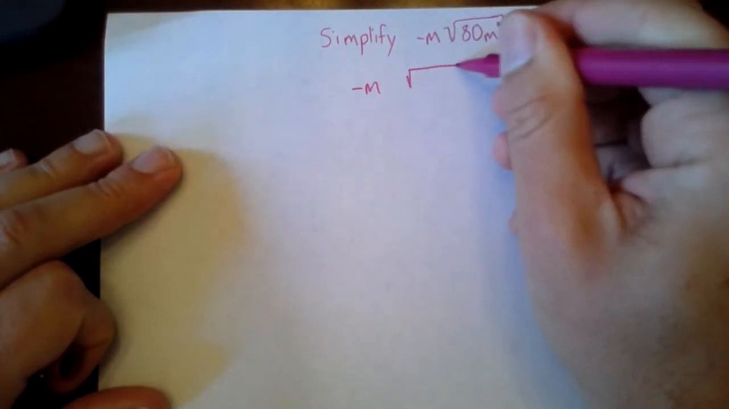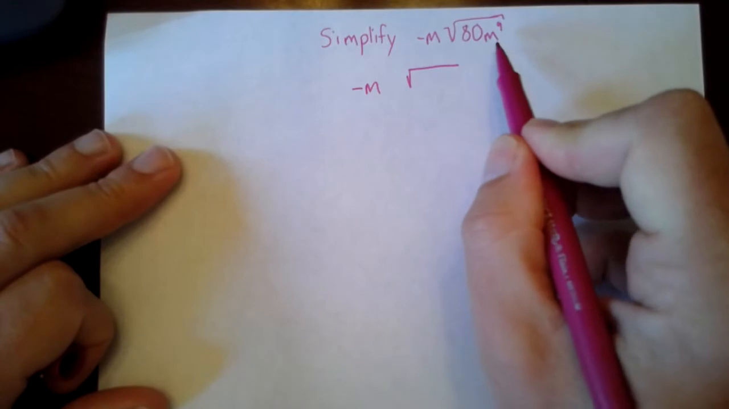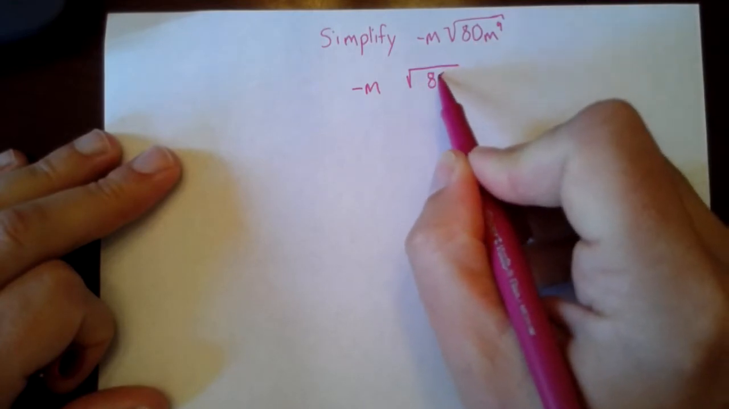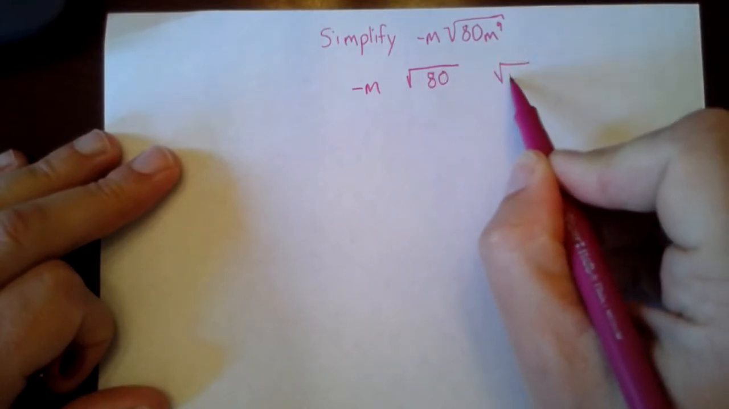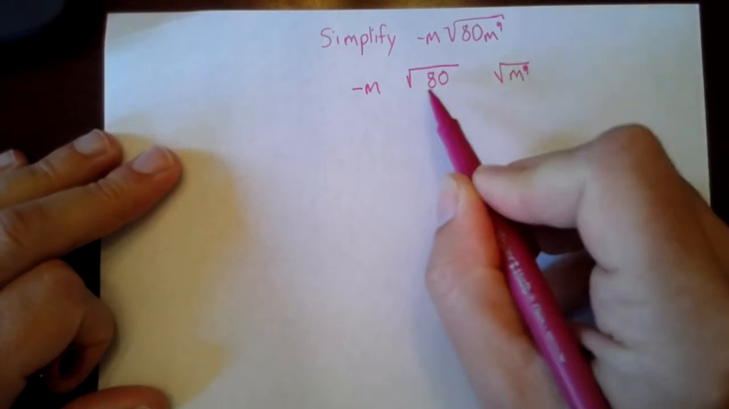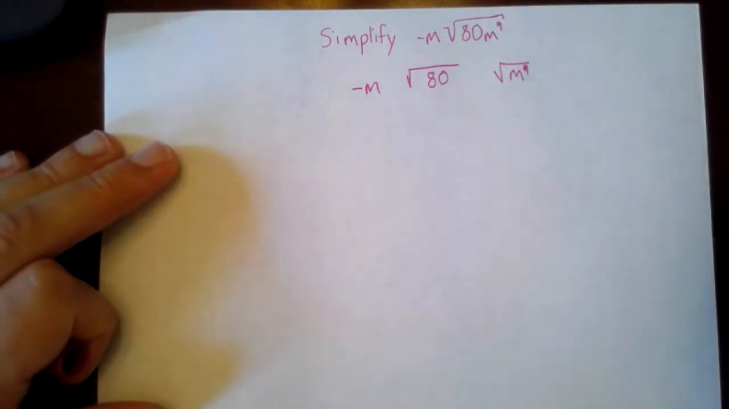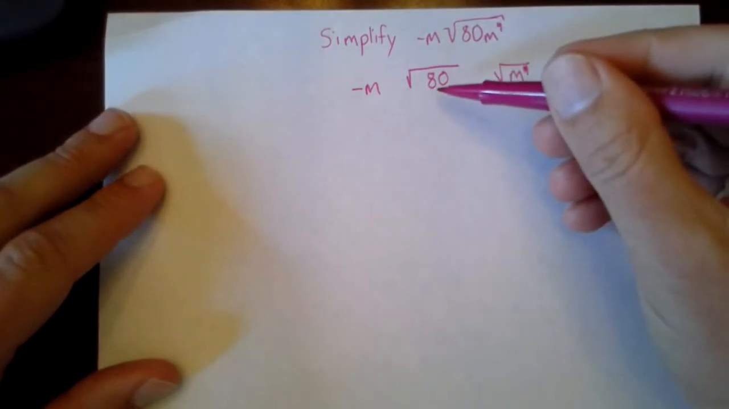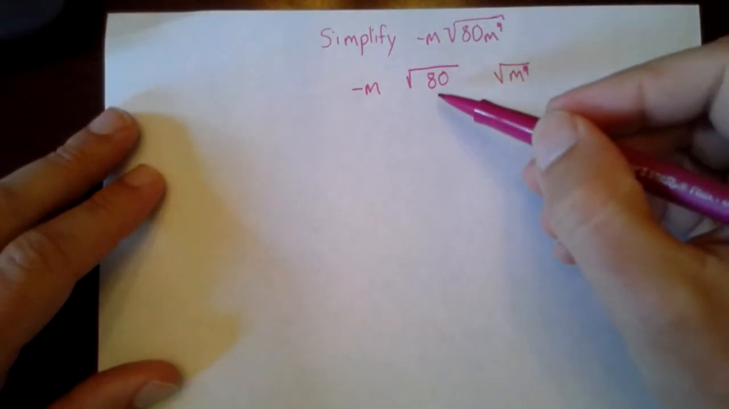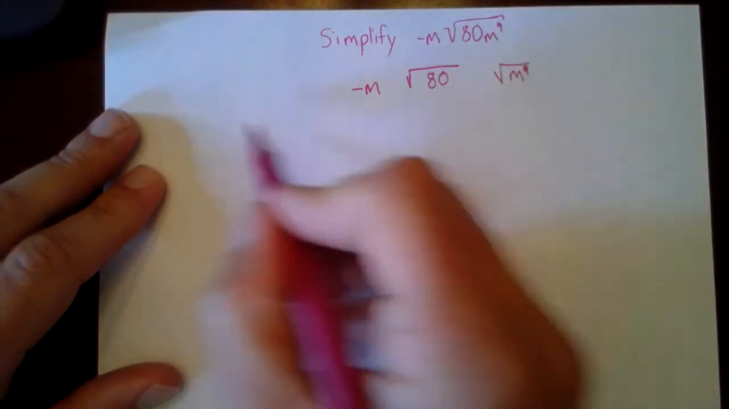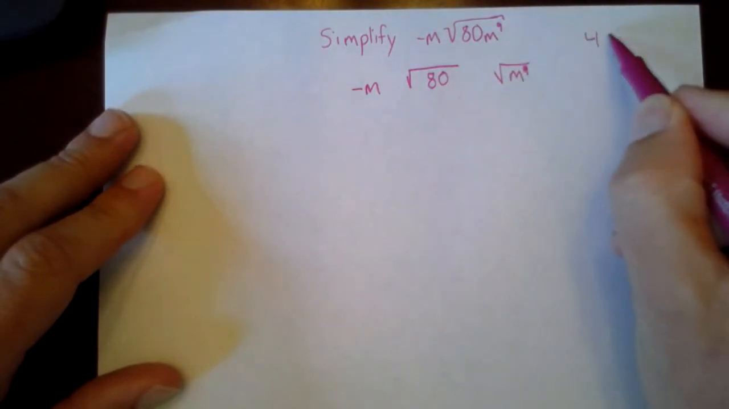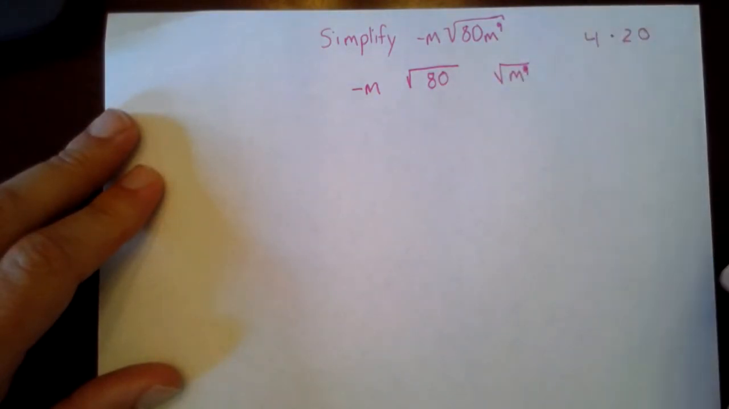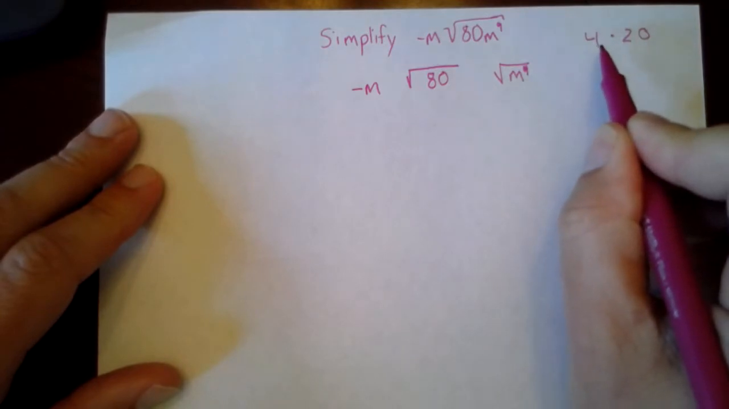And now I'm going to break down root 80 m to the ninth into root 80 and root m to the ninth. So now I'm dealing with my constants and my variables separately. Now let's go through our list. Perfect squares that can go into 80. 4, absolutely. Off to the side here, I'm going to do 4 times 20. That works because 4 is a perfect square.